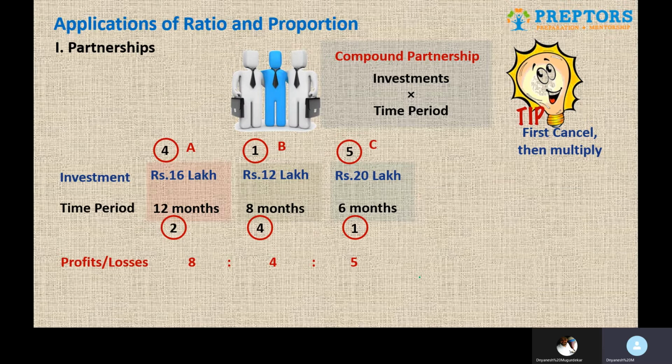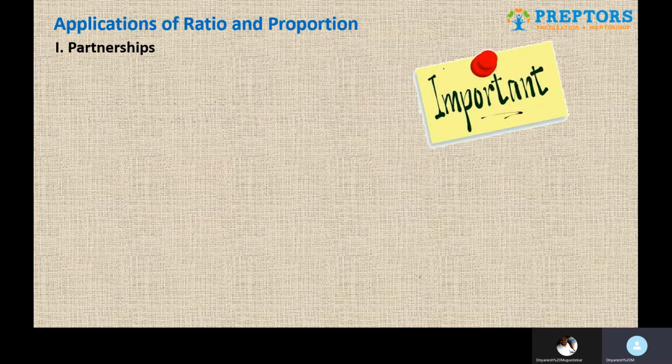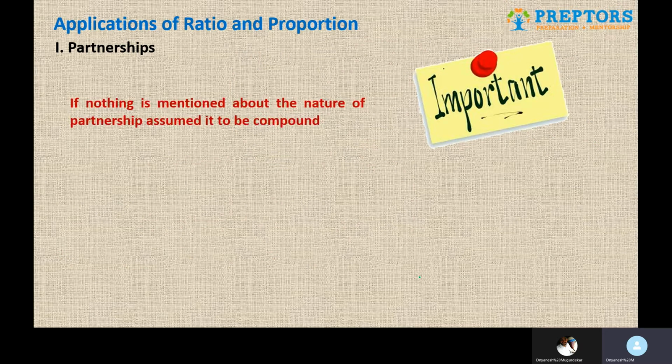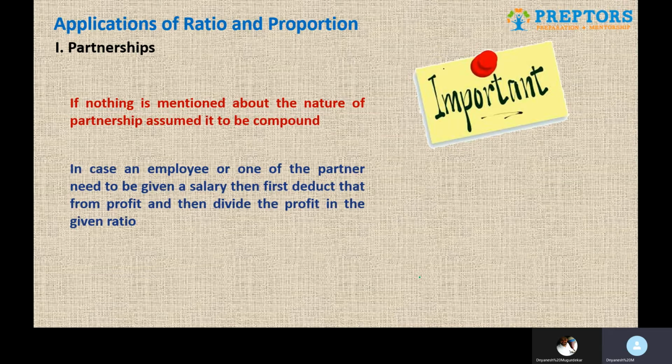Obviously there are a couple of notes that we can explore, which will also further help you to enhance the idea and help you to solve the different types of questions. The first note is obviously that if nothing is mentioned about the nature of the partnership, then obviously you assume that to be a compound partnership, because that is the real life scenario. So you always assume it to be a compound partnership. The second note is a little important from a very different perspective, is that suppose there is an employee or a partner who is supposed to be given a salary.